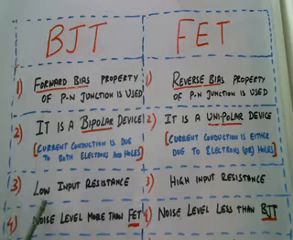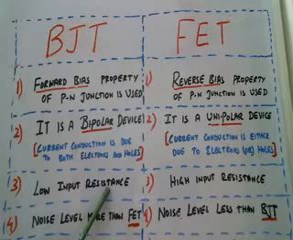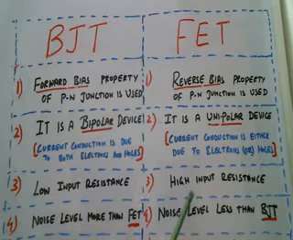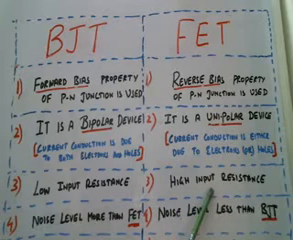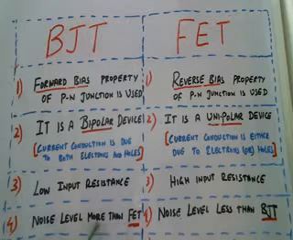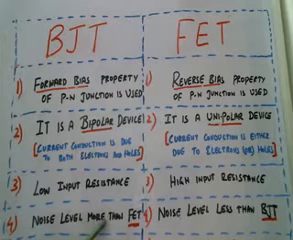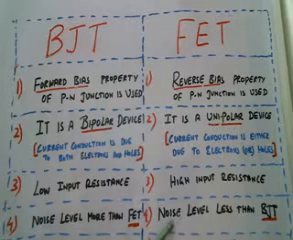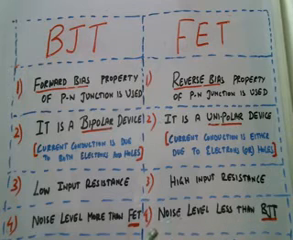Point 3. BJT has low input resistance. So here input resistance is low and FET has high input resistance. Here input resistance is high. And point 4, noise level in BJT is more than FET. Noise is also a signal, an unwanted signal. So noise level is more than FET. Here noise level is less than BJT. So this is the advantage of FET over BJT, that noise level is less in FET compared to BJT.